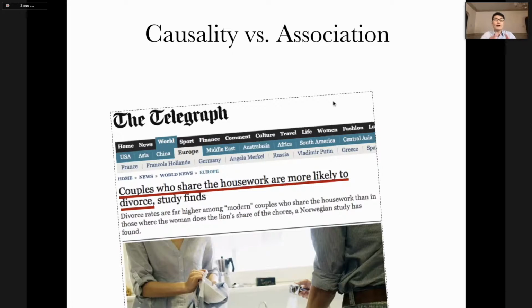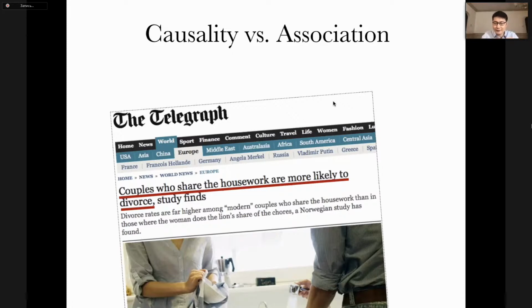Okay, so we know that we have to distinguish between causality and association. In data, we can easily discover association, right? But causality is clearly more important in most situations. Here you can see some examples, but this is the news report from the Telegraph. And it says couples who share the housework are more likely to divorce. Okay, this sounds horrible, right?